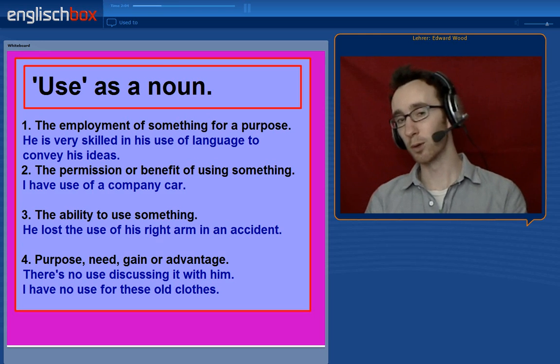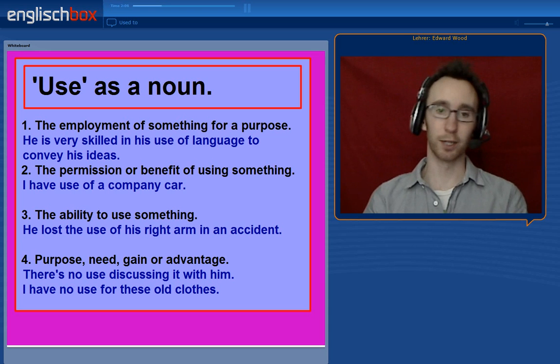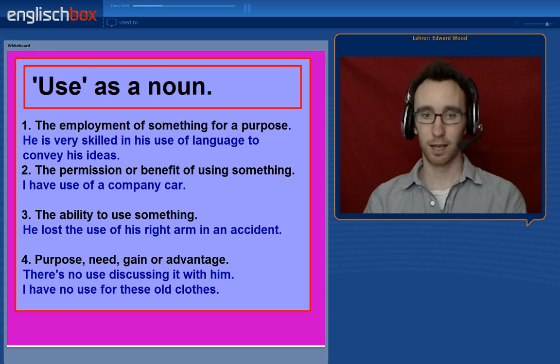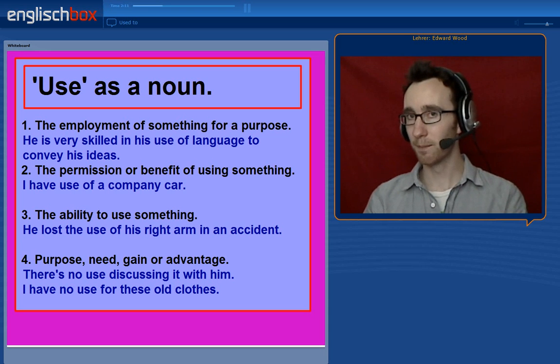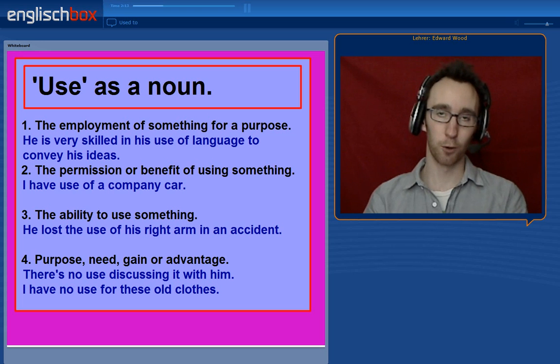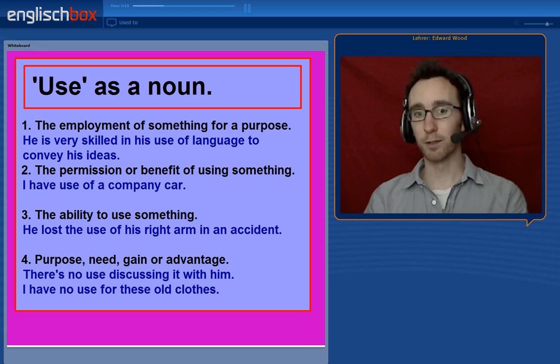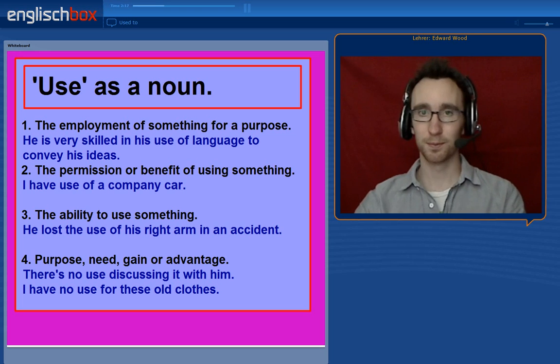Or the notion of purpose or need or gain or advantage. There's no use discussing it with him. Notice the ing form after use. And I have no use for these old clothes.